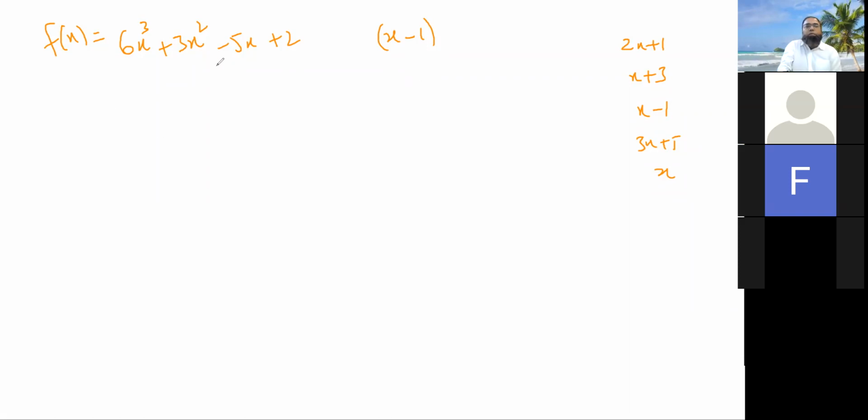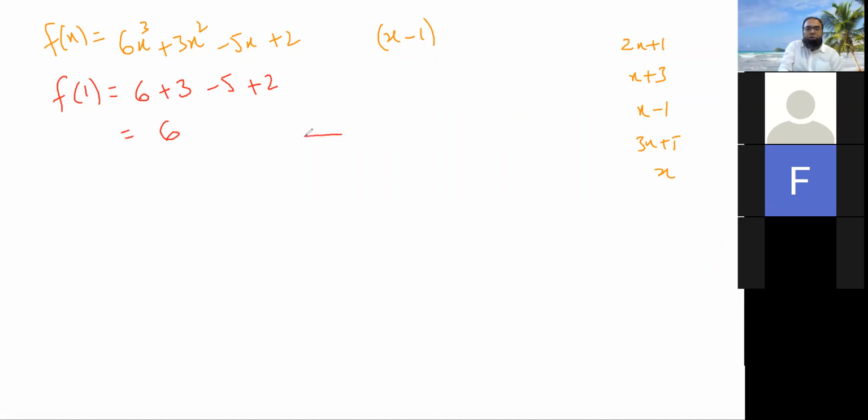Now, when we're dividing this by x minus 1, this is going to be f of 1. When you divide by x minus 1, you have to find f of 1. So I'm just going to put 1 here. This is going to be 6 plus 3 minus 5 plus 2, which is 9 minus 5 is 4, plus 2, 6. Now, this 6 is basically the remainder.